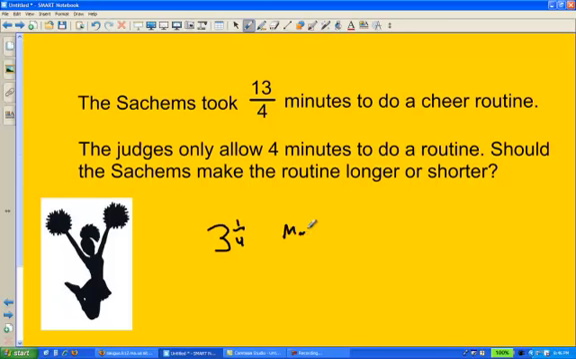Make it longer. We love the Sachems. They're great. Make it longer. Why not? Alright. Hopefully that clears up mixed numbers and improper fractions.